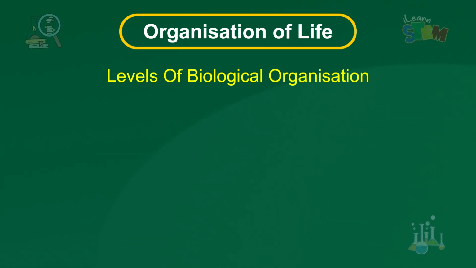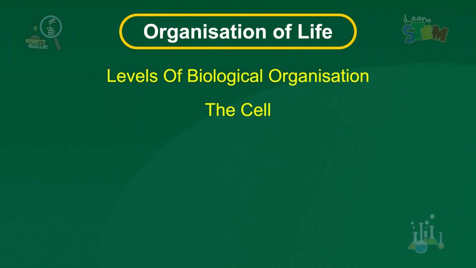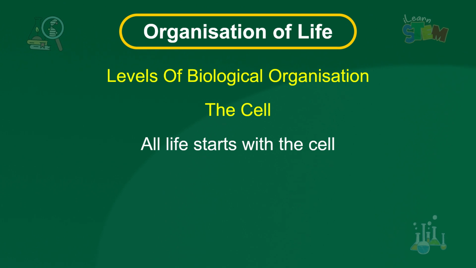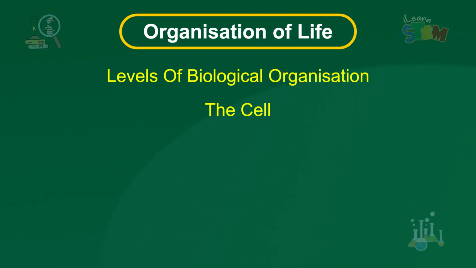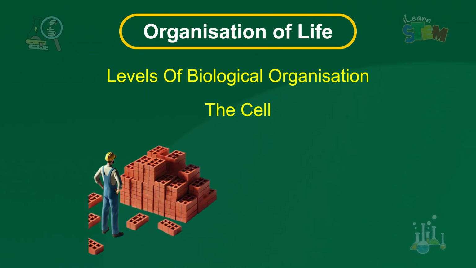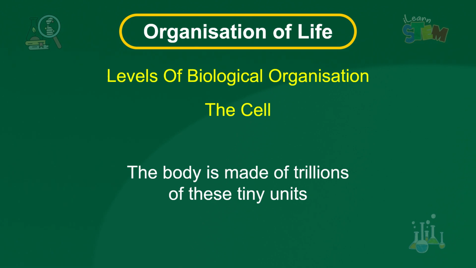Levels of biological organization. Life is structured hierarchically, with each level building on the one below it. The levels are 1. The cell. All life starts with the cell. A single, tiny, miraculous structure. Cells are like the bricks of life. Alone, they are impressive, but together, they create everything we see around us. The body is made of trillions of these tiny units.